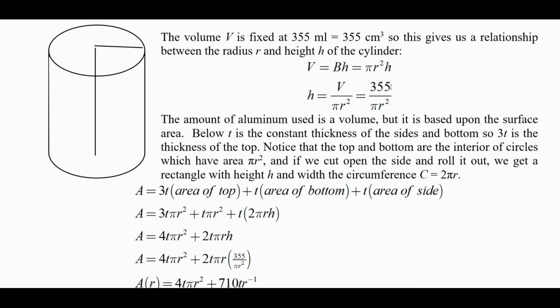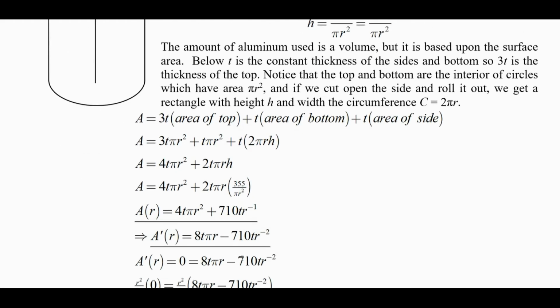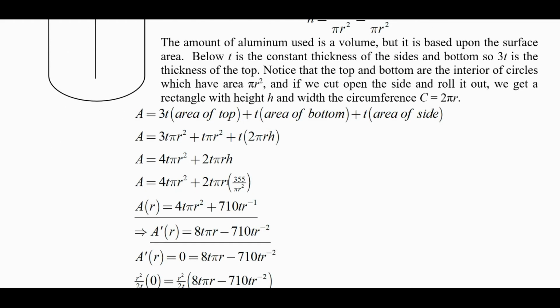But now h is 355 over pi r squared, so I can substitute that in here and do a little canceling. Cancel these r's out and make that r to the negative 1. 2 times 355 is 710. So here we have A strictly as a function of one variable, only r. Remember, t is a constant.